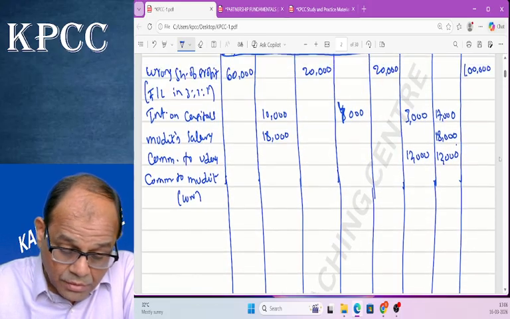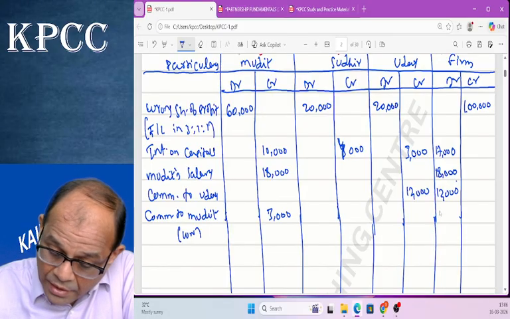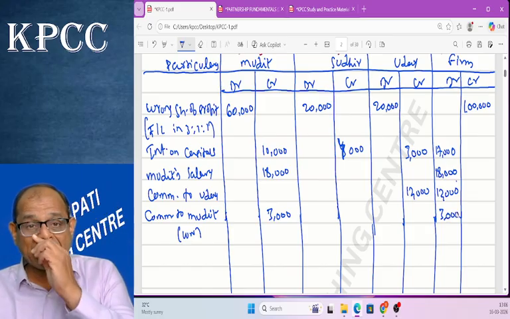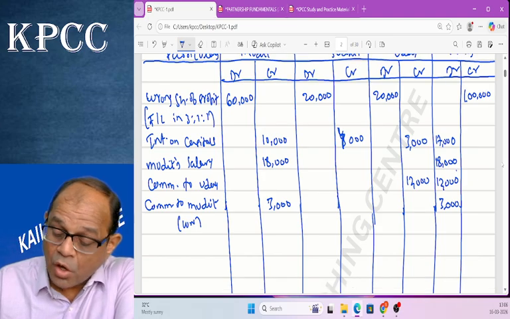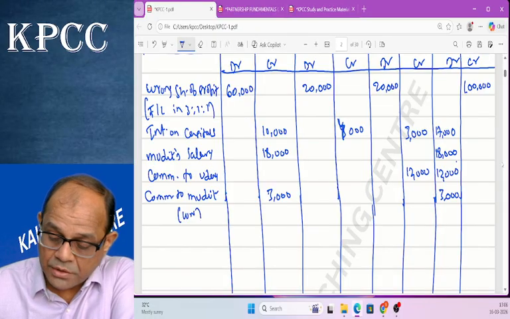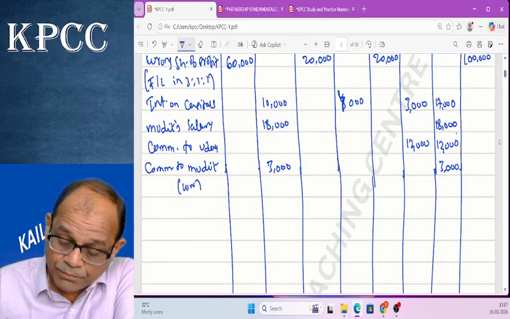Mudit's commission: 3,000 rupees credit here and debit the firm, because it comes on the debit side of the appropriation account, and credit the partner. That's all. All the points we have taken into consideration, and whatever mistakes have happened, we have taken that into consideration. Now we have to close. How will we close, my dears?